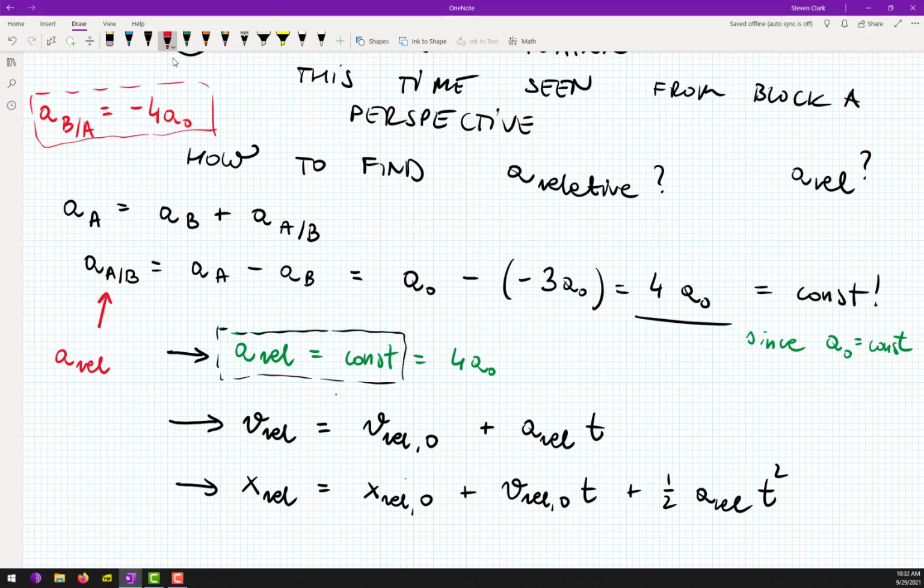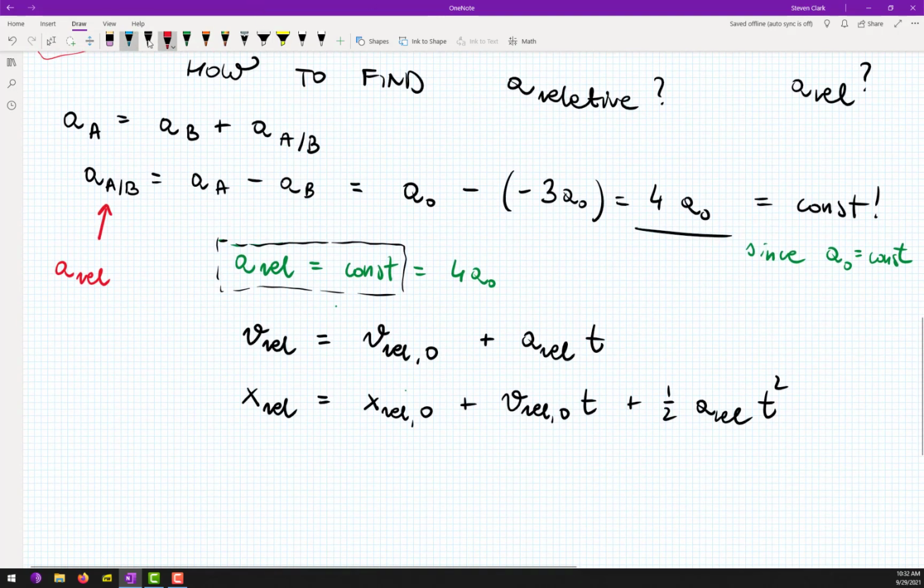Yeah, exactly. However, let's go for magnitude anyway, because I care about the distance covered. Okay, so can you guys tell me what that value is?